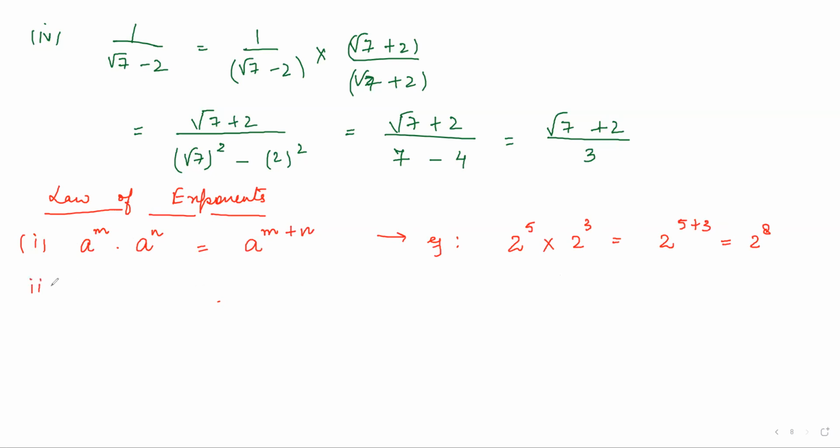Then second, if you have a number whose power is m, then one more power is there. In such cases, it will be m into n. So powers get multiplied. For example, I have 3 to the power, let's say 2, and then outside I have 4, right? So this will become 3 to the power 2 into 4. So again, 3 to the power 8 is the answer.